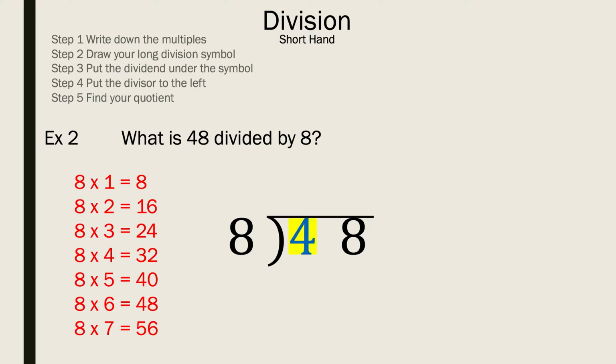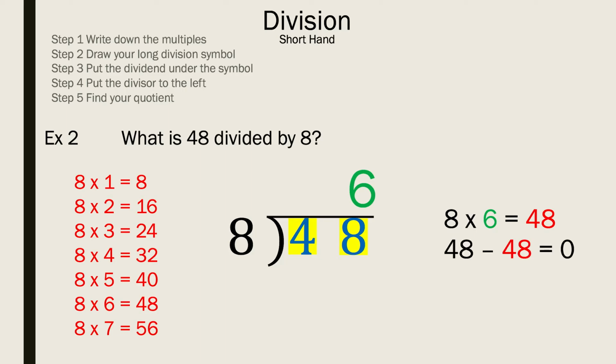And now let's verify. So if we take a look at 4, there is no multiple of 8 into 4. So now we have to take a look at 48. So we take a guess with 6, and then 8 times 6 is 48. 48 minus 48 is 0. So your answer is 6.